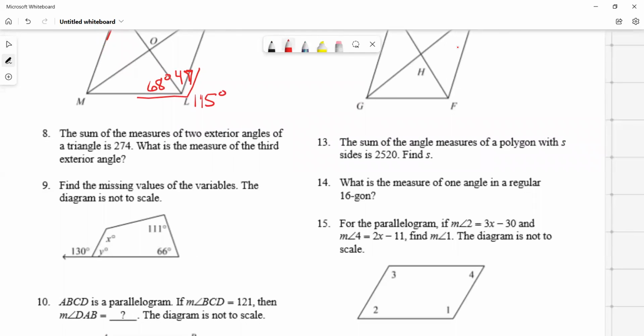Number 8, the sum of the measures of two exterior angles of a triangle is 274. What is the measure of the third exterior angle? Well, all three of them sum 360. So you take 360, you subtract 274. 86 degrees.